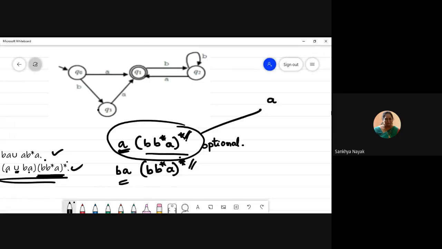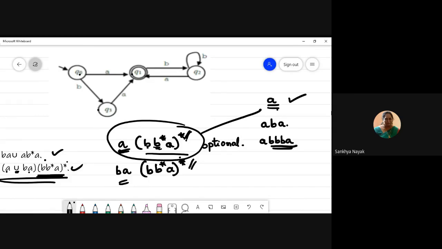Let us take this. What are the possibilities? It should accept only A. It should accept A followed by BA. This B star is optional, right? So followed by BA, and if this is also used, then multiple B's and A. And then this can repeat any number of times, this star. So does it accept only A? You can see Q0 on A goes to Q1 and it is a final state.